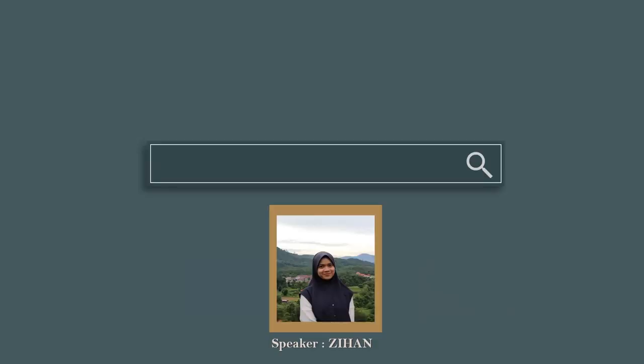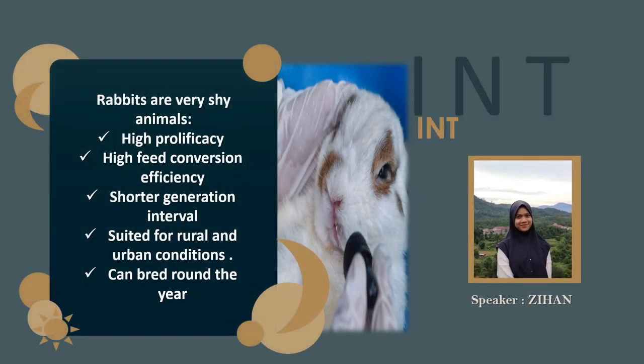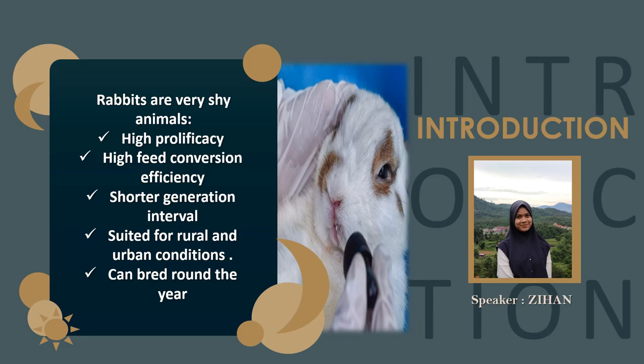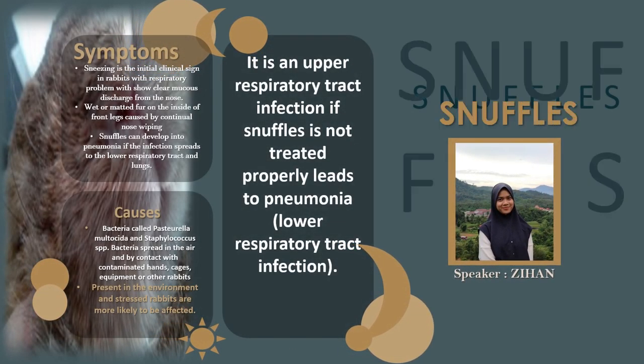So for the health management of rabbits, rabbits are very shy animals, and they are highly prolific animals. They have high feed conversion efficiency and shorter generation intervals. So they are suited for rural and urban conditions and can be bred year round. They also can be caught by a variety of diseases.